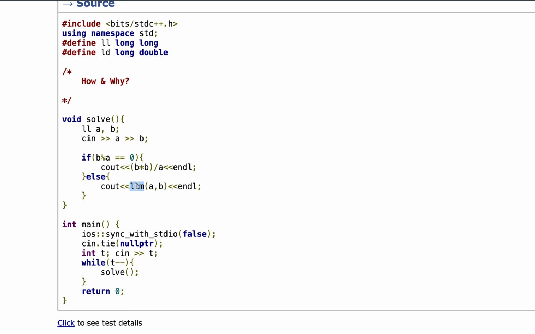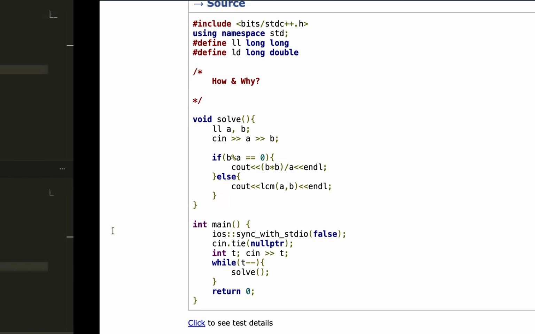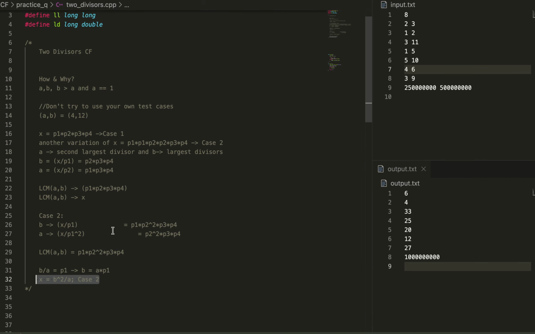Well, this is an inbuilt function. You can also solve it with underscore GCD, and that is in the denominator, and in the numerator you can have a times b. So you can do that too, but this is an inbuilt function in C++, so I used this, and it gives us all correct. So I hope you got what the intuition of the problem was.